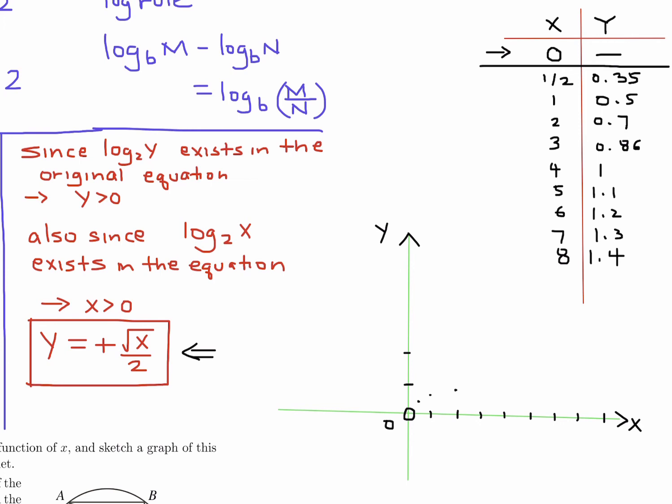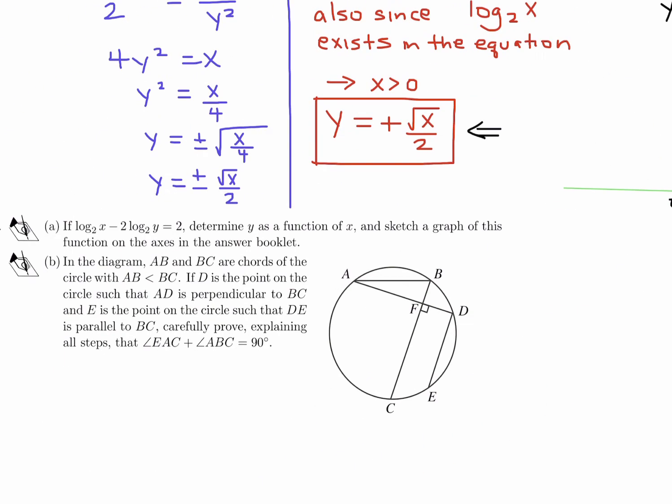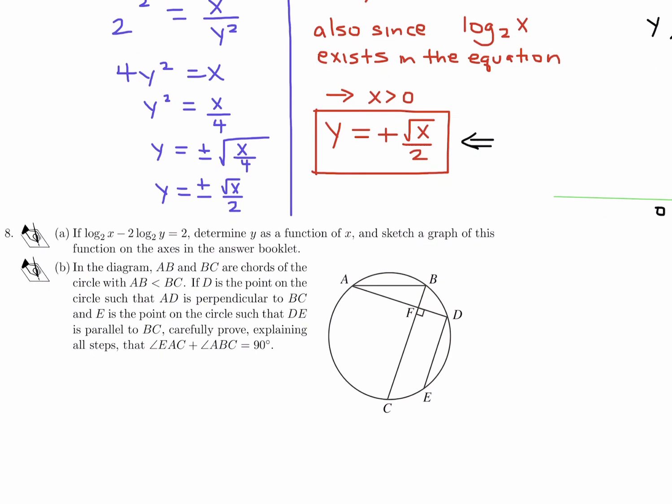For 3, about 0.8. And then for 4, it's exactly 1, so it's about there. And then 5, 1.1, 1.2, 1.3, 1.4, something like that, right? So it's basically a curve that looks like this. And that's all they're really looking at, is just a basic sketch of what this function looks like. And that's it. That's the requirements for question 8A.